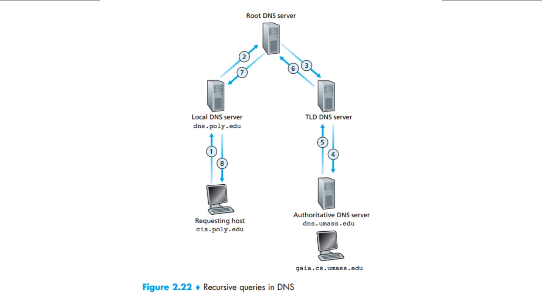However, in practice, DNS queries tend to follow a different pattern, which is shown in figure 2.21. The initial query from the requesting host to the local DNS server is still recursive, meaning the local DNS server is responsible for finding the answer, but the remaining queries in the chain are iterative, meaning that each server in the chain provides the address of the next server to the query until the final server provides the answer back to the local DNS server, which then passes it back to the requesting host.